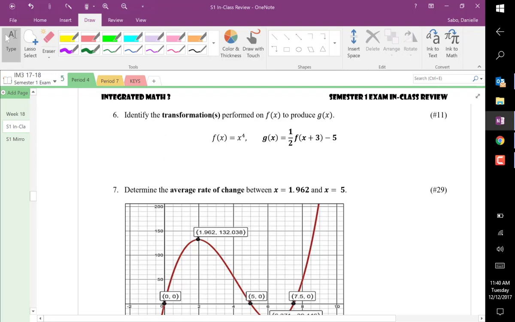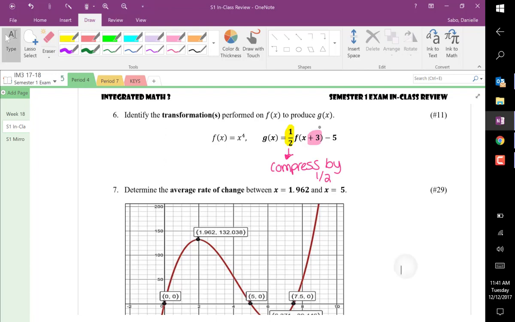All right, we're almost there. This is just asking, tell me the transformations. Well, guess what? We just went over all of them. So let's highlight each piece that's different. The 1/2, what does the 1/2 tell me? Good, compress by 1/2. Everything that's different, if you look, the parent function is x to the 4th. Well, the 1/2 is different. The 3 wasn't there before. The -5 wasn't there. All mean something.